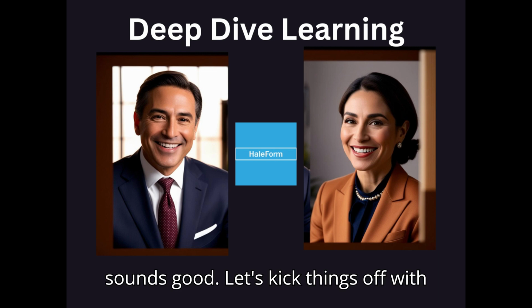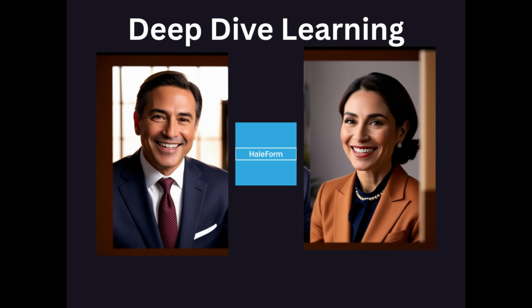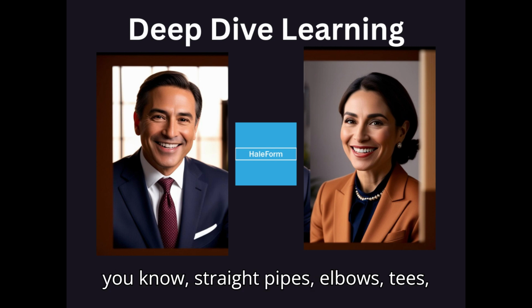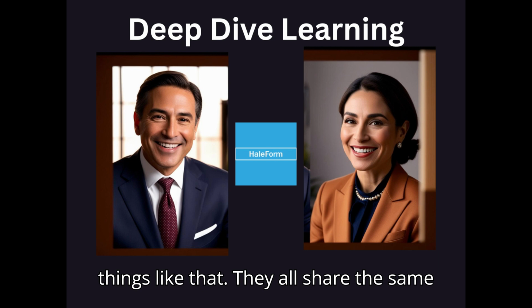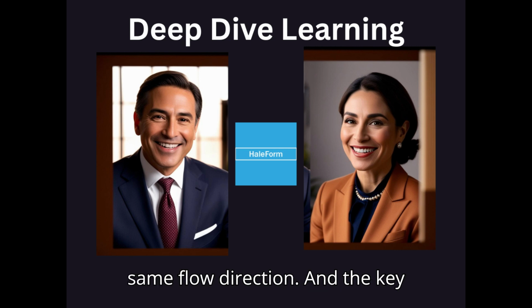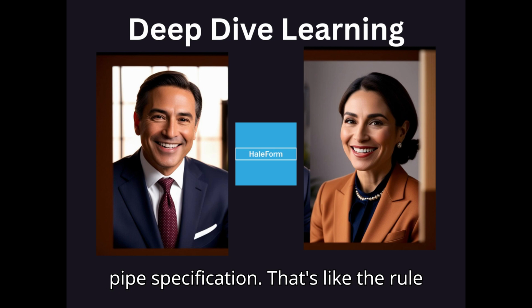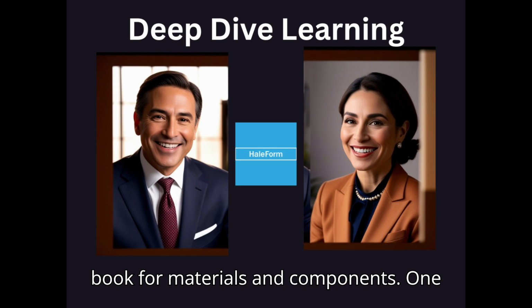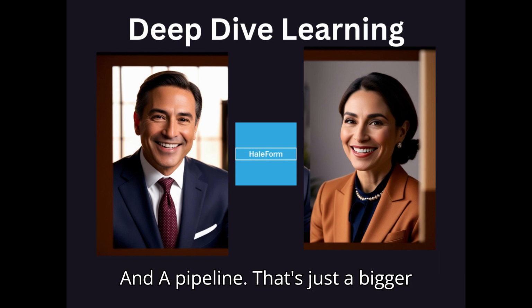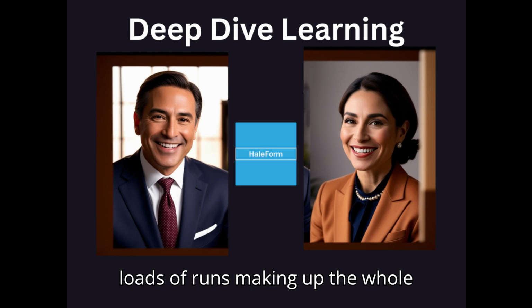Okay, sounds good. Let's kick things off with the basics. What exactly is a pipe run, and how does that relate to a pipeline? Right. So fundamentally, a pipe run is a connected series of pipe features, straight pipes, elbows, tees, things like that. They all share the same nominal piping diameter, the NPD, the standard size, and they have the same flow direction. And the key thing is they're all governed by the same pipe specification. That's like the rule book for materials and components. Right. So one continuous segment. Same size, same direction, same set of rules. Precisely. And a pipeline, that's just a bigger thing made up of one or more of these pipe runs. A complex system might have loads of runs making up the whole pipeline.